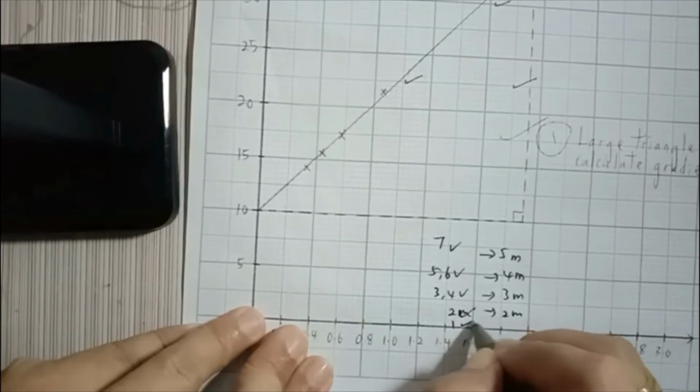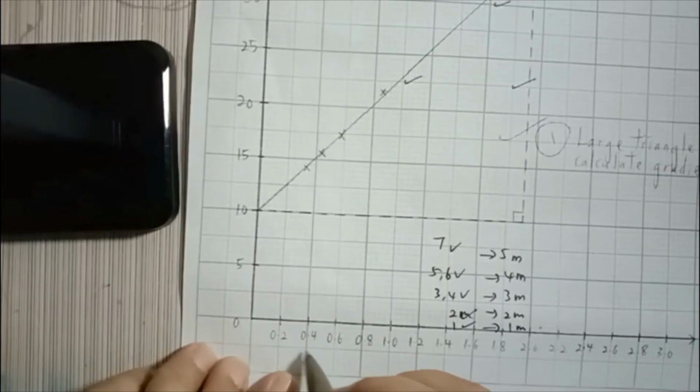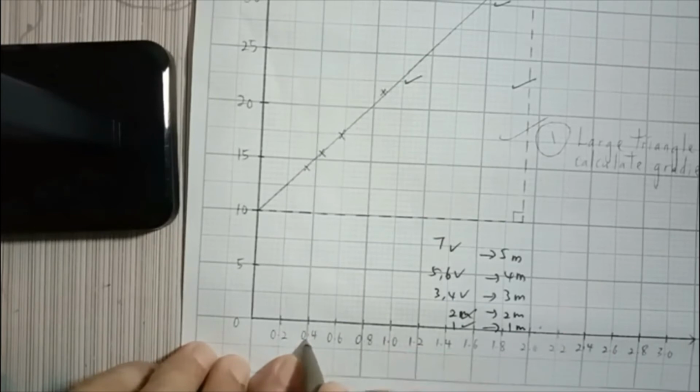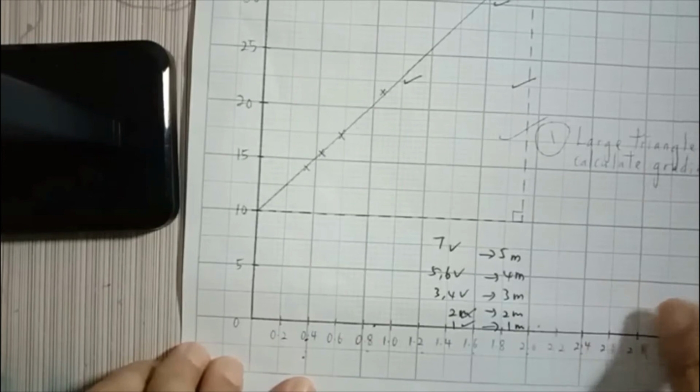Actually, the graph should be larger than this, so you can change the scale. Change the scale a bit so you can get, for example, this one is 0.1 because the highest value is 0.8. 1, 2, 3, 4, 5, 6, 7, 8. So you can take 0.1 here, to produce a larger graph.